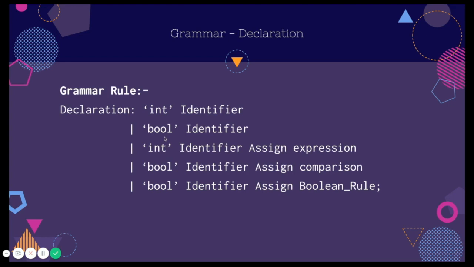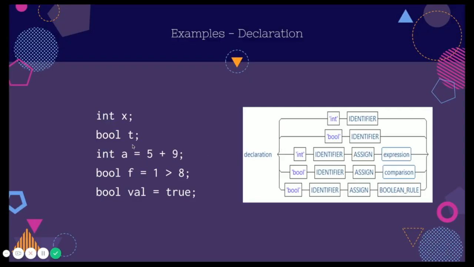It's the same for the bool data type, where the bool keyword is followed by the identifier. In case of any comparison that we want to assign, it can be assigned using bool followed by the identifier, the assignment operator, and the comparison or the boolean rule nodes. These are the examples of how we can declare a variable in Nirvana. Int x denotes just the declaration without any values or assignments. Int a equal to 5 plus 9 denotes the expression and the assignment. Hence, in this declaration, a will have a value of 14.